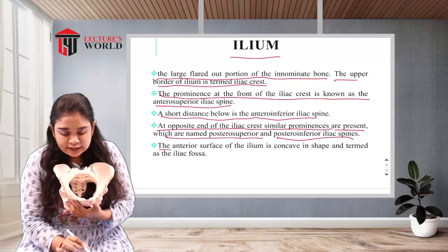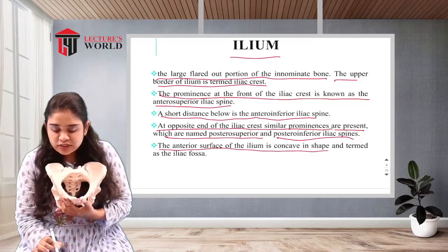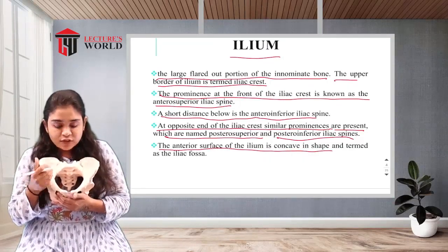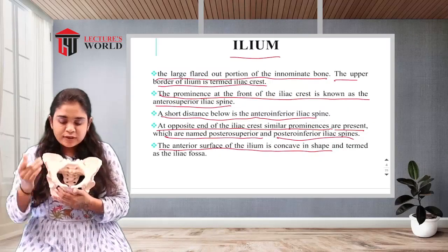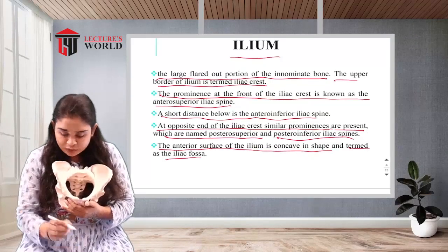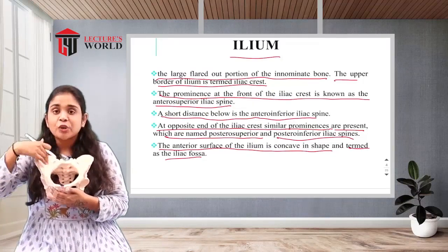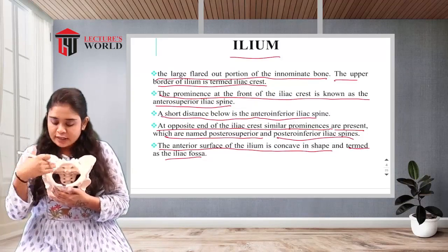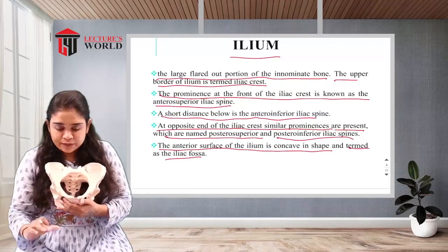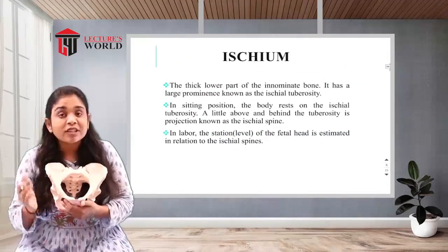Then the anterior surface of the ilium is concave in shape, and it is termed the iliac fossa. So we are talking about this portion. Both portions are known as the iliac fossa, and they are concave in shape. So we have talked about the ilium bone.